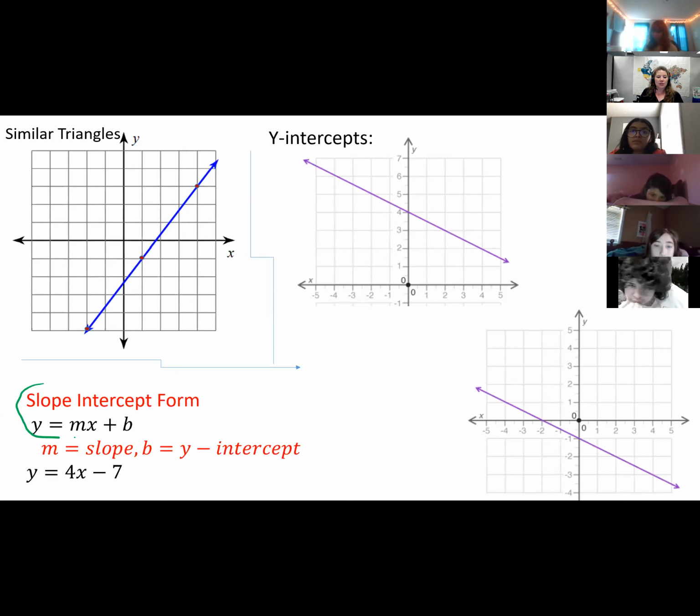So this is what I've been talking about all this time about slope. This is called slope intercept form. So when y is by itself, when you have a number multiplied by x, that's your slope. We all know that right now, right? And then you always have a plus or minus another number. That plus or minus another number is called the y-intercept.